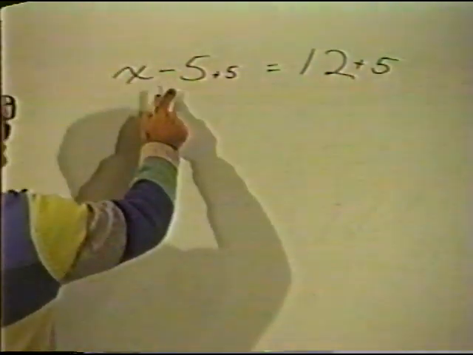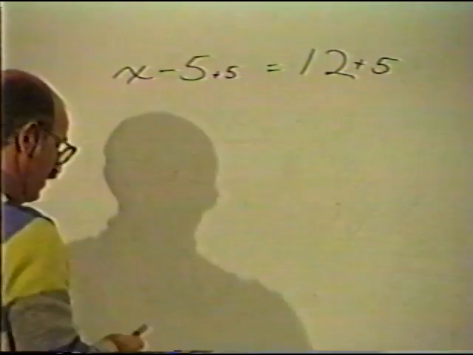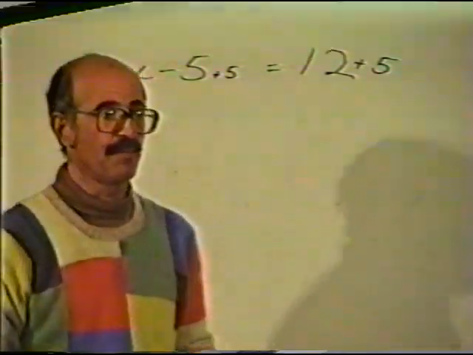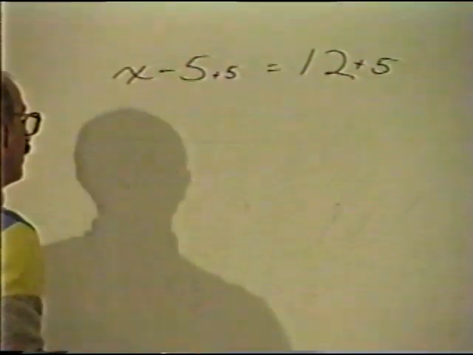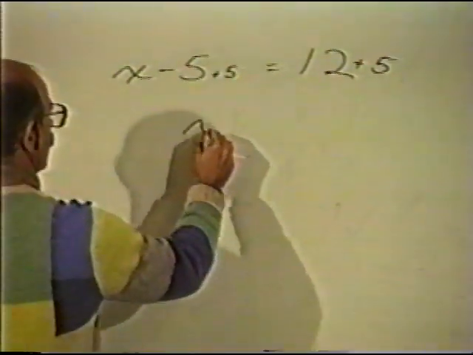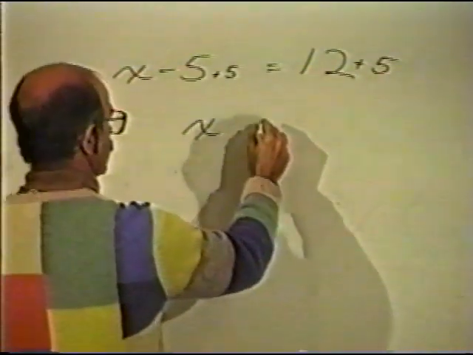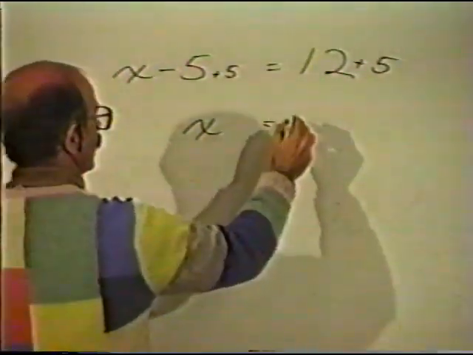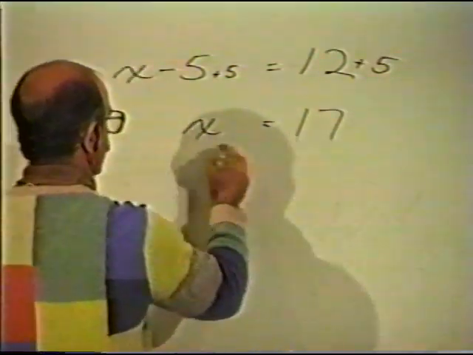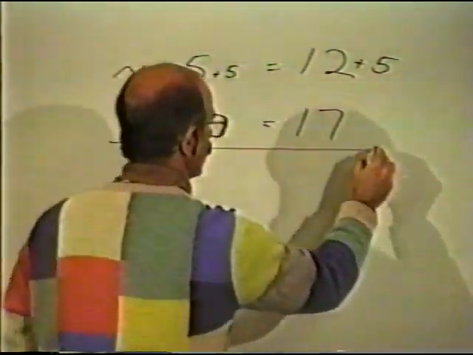The minus 5 and the plus 5, when we put them together, become what? 0, leaving us just x. And on this side, 12 plus 5 is 17. 17. And again, we do the check.